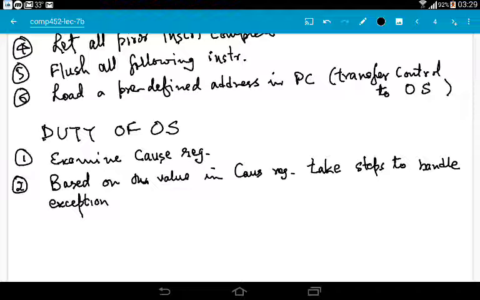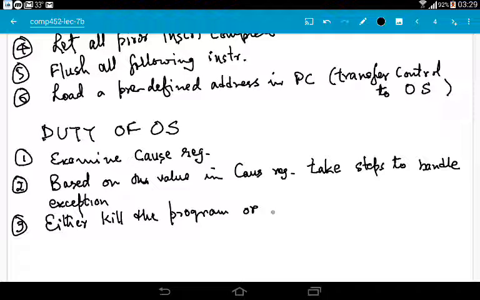So, after handling the exception, either kill the program or restart it. Either kill the program or restart it.